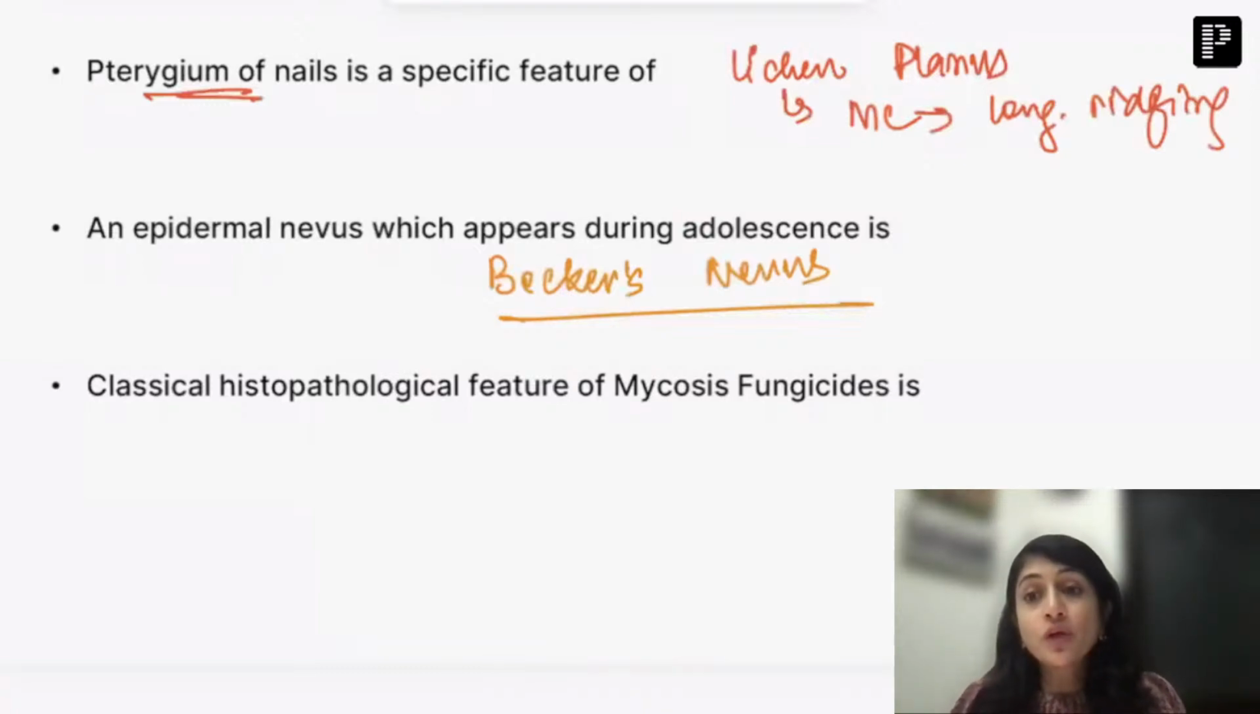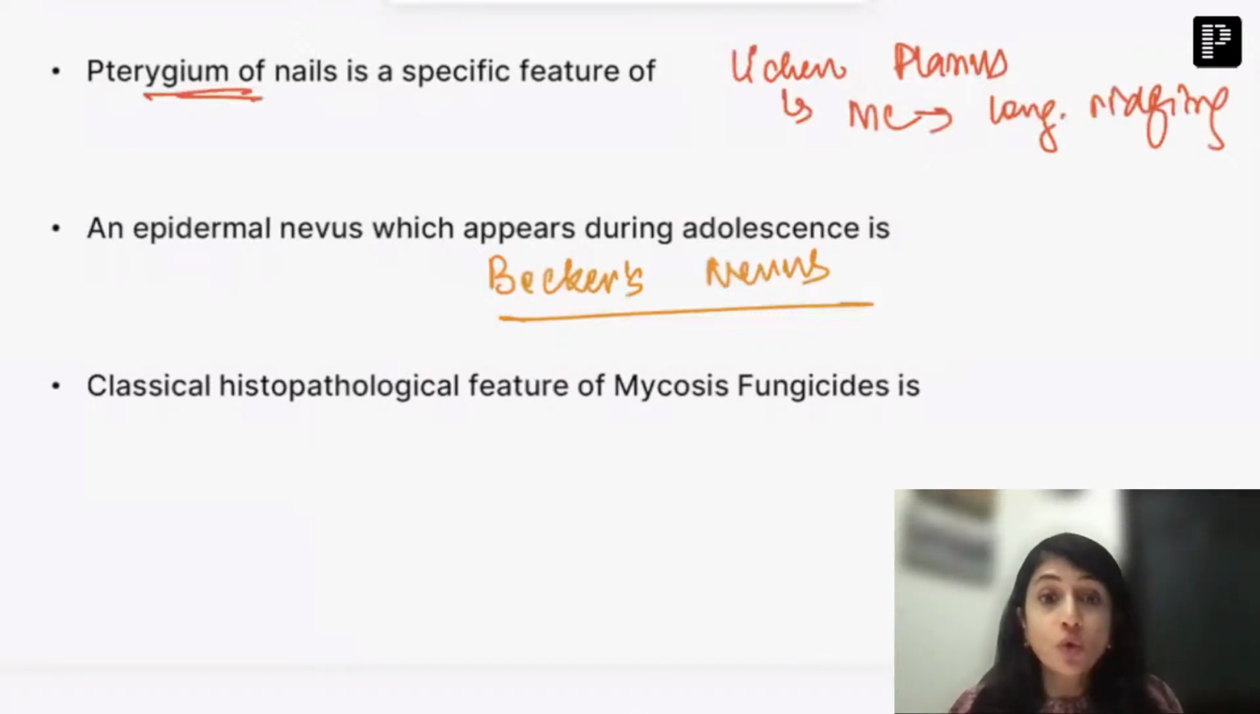So usually you'd have an adolescent individual coming to you with some hyperpigmented lesions on one side of the body, and they will say that it just appeared. So Becker's nevus is something which will appear in adolescence. It is usually associated with hypertrichosis. So there is a hyperpigmented patch with overlying hypertrichosis, right?